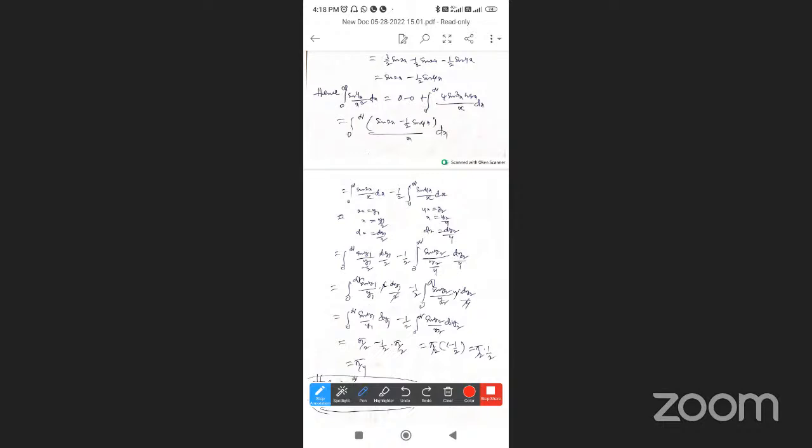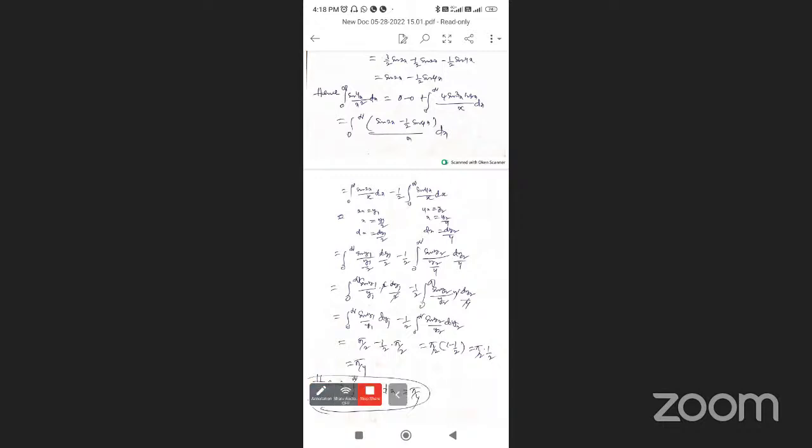The integral from 0 to infinity of sin y1 by y1 into dy1, with the 2 cancelling, minus 1 by 2 into the integral from 0 to infinity of sin y2 by y2 dy2, with the 4 cancelling. Sin y by y integrates to pi by 2. So pi by 2 minus 1 by 2 pi by 2. Pi by 2 is common: 1 minus 1 by 2. Pi by 2 into 1 by 2 is pi by 4.